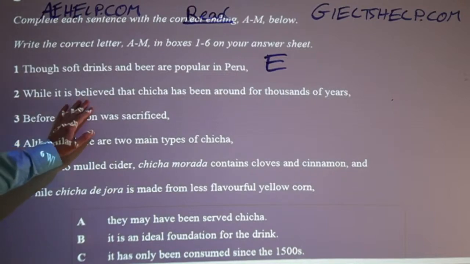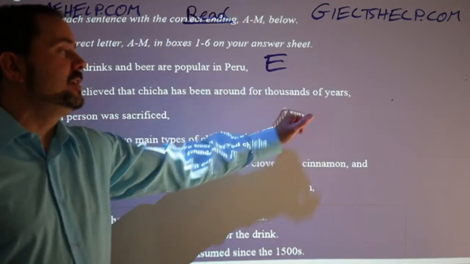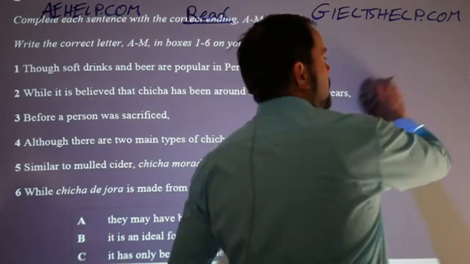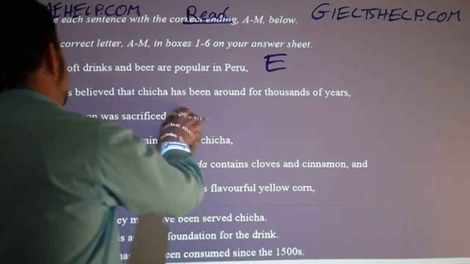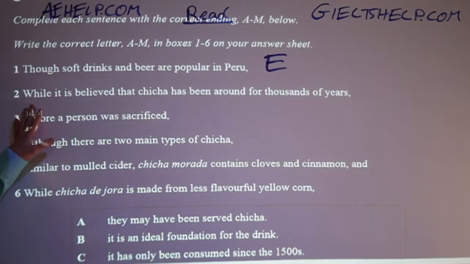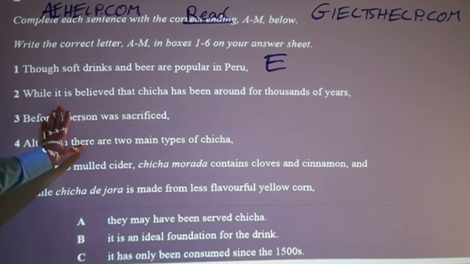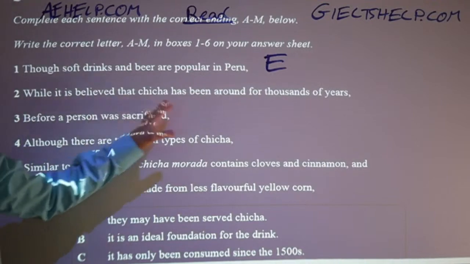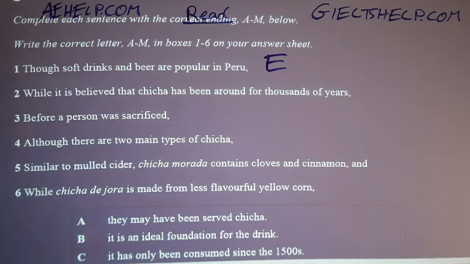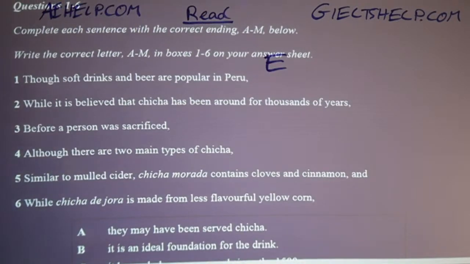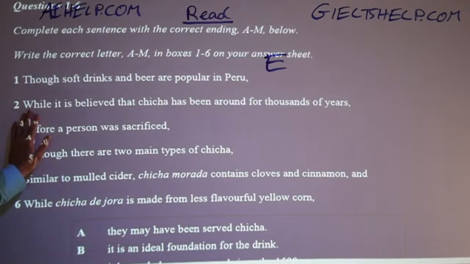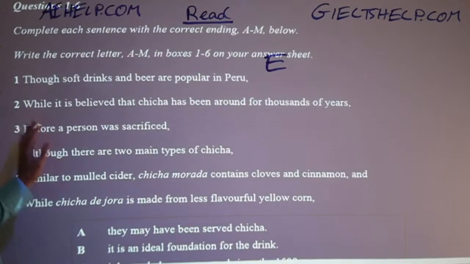While it is believed that Chica has been around for thousands of years, okay, how would you finish this one? Remember the history? And I remember very clearly what it says here. So let's see if you come up with the same ending. While it is believed that Chica has been around for thousands of years, how would you finish that? What would you do here? How would you finish that statement? And this is coming from history. I remember that this was somewhere in the history part. And I could finish this sentence with my own words again.